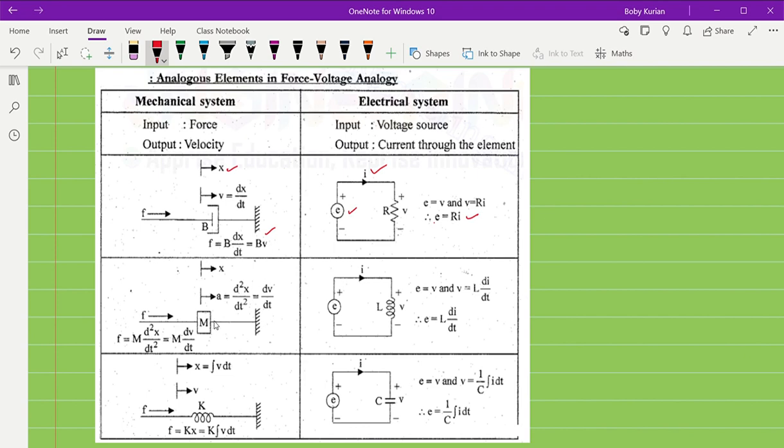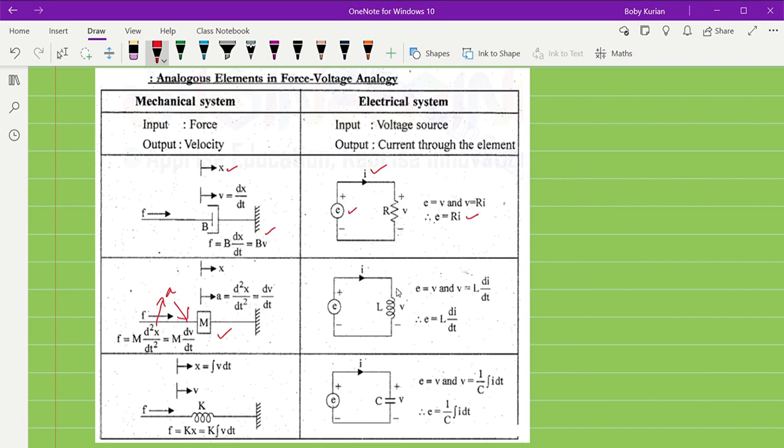Okay. Now let us consider the second element, that is mass. In the case of mass, we know that the opposing force will be m into d square x by dt square, which will be equal to m into dv by dt. d square x by dt square is nothing but dv by dt, where v is the velocity. It is sometimes taken as the acceleration, which is the same as the derivative of the velocity. So m into dv by dt here.